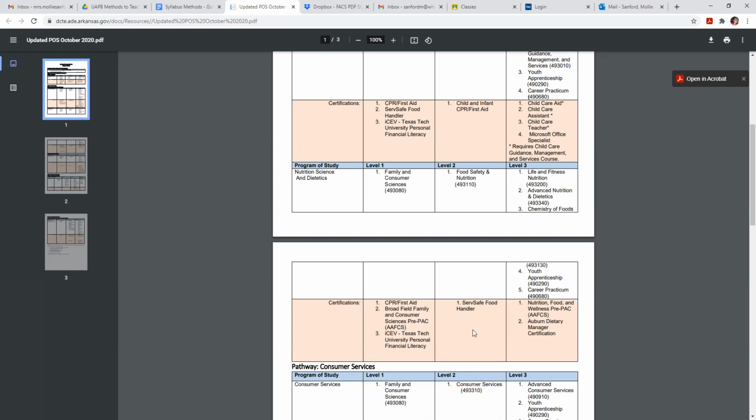cafeterias, places like that. The third course that we have, I don't teach this one, but we have it here at our schools so that my students can finish this pathway, is the Youth Apprenticeship. And that's where they, instead of coming to class every day, they come to class 1 day a week, but then the other 4 days they go to work. So they took food facts, food safety, got their certification.